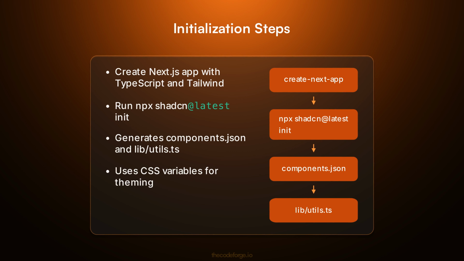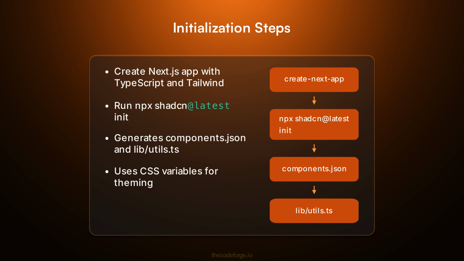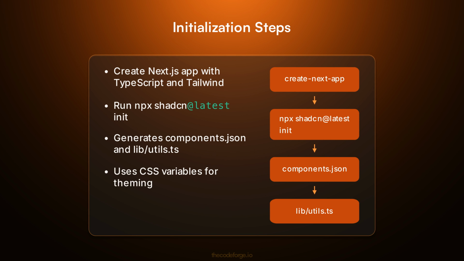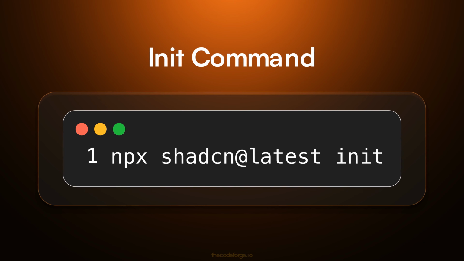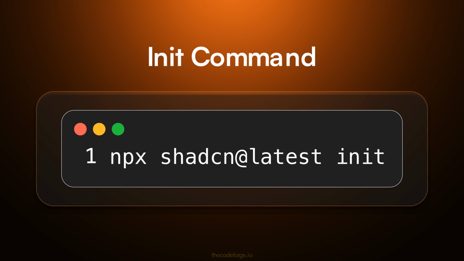Start by scaffolding a Next.js project with TypeScript and Tailwind. Then run the Shadcn init command to set up the configuration. This creates a components.json file and a utility function for merging Tailwind classes. Run this command in your Next.js project root. It will create the necessary configuration files and set up the component directory.